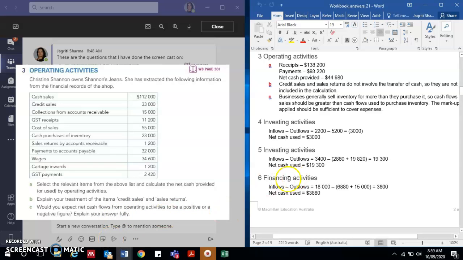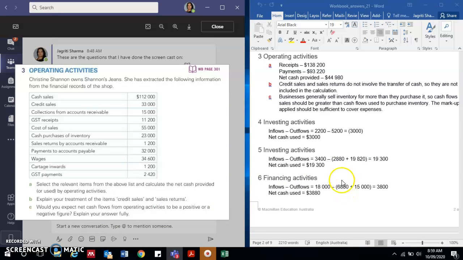Am I being recorded? Looks like I am. Alright, so businesses generally sell inventory for more than they purchase it, so cash flows from sales should be greater than cash flows used to purchase inventory. The markup applied should be sufficient to cover the expenses. Okay, so this is how you're going to answer the question.